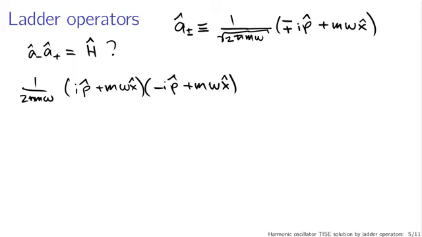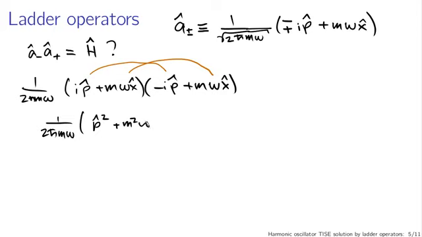Now, if I actually tried to expand these out, 1 over 2 h bar m omega. Now, this term, I times minus I, that's just plus 1. So we would get p hat squared. So far, so good. For this term, this is okay as well, plus m squared omega squared x hat squared. That's still okay. We're still on track. This was more or less what our Hamiltonian looked like. The cross terms get a little more interesting, though.